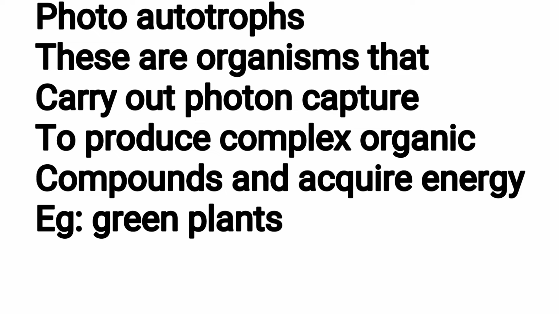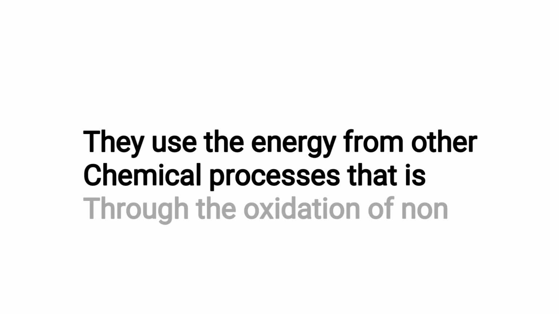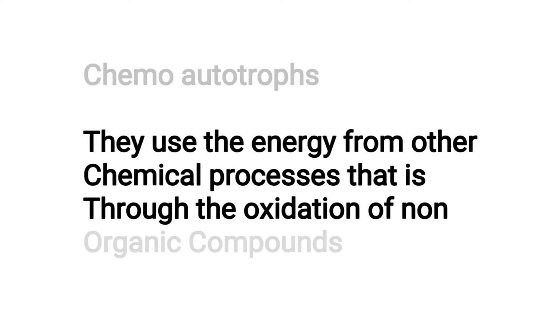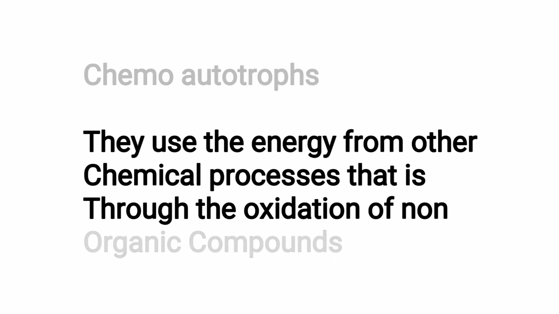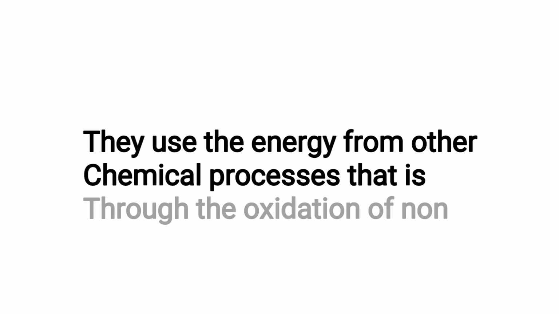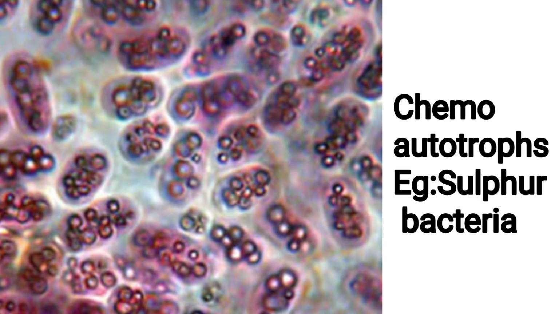So green plants are examples of photoautotrophs. The next one is chemoautotrophs. From the name itself, it is known: they use the energy from other chemical processes, that is, through the oxidation of non-organic compounds. By means of the oxidation of non-organic compounds, they get energy and they produce food products.